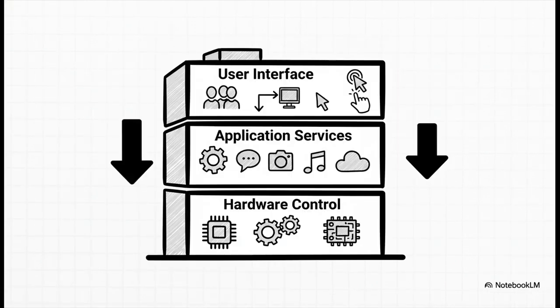This is like a proper hotel with distinct floors. The user interface, that's the top floor, the penthouse. Below that, application services, and way down in the basement, you have the hardware control. And here's the golden rule. Each layer can only request services from the layer that's directly beneath it. This creates a really clean, organized, and much more manageable structure.